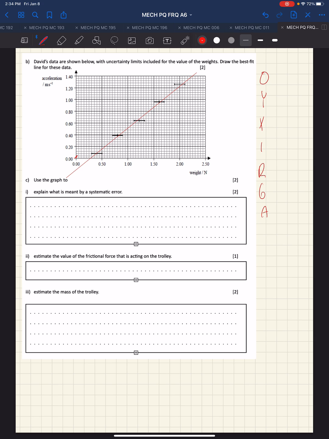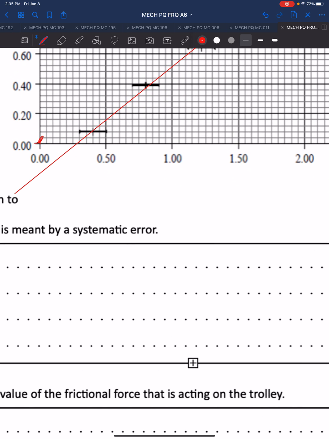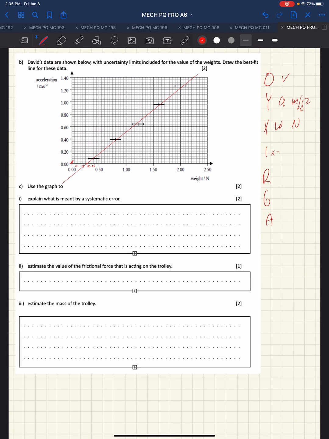The origin we see is 0, 0. The y-axis is acceleration in meters per second squared. The x-axis is weight in newtons. The intercept in this case, there is an x-intercept, and that x-intercept occurs at about right there. We see there are 10 spaces in 0.5, so that goes by 0.05, so that's 0.1, 0.2, 0.3, 0.4. So we have maybe 0.28. So that's at about 0.28.